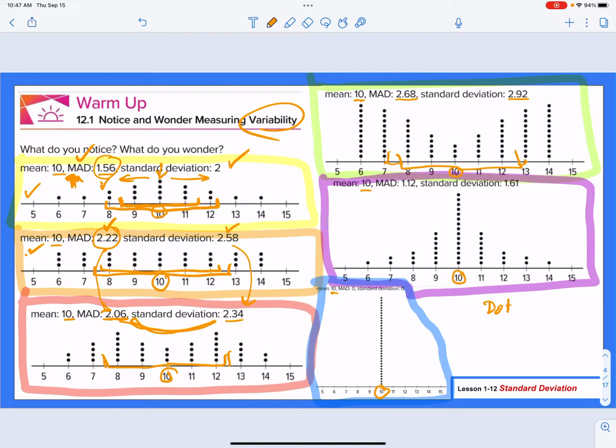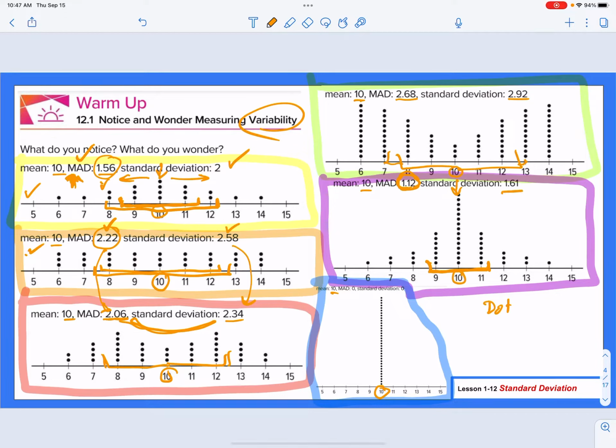On this one, we have a smaller mean absolute deviation, 1.12. So we would expect with a smaller MAD that most of the values are going to be closer to the mean, which indeed, at 1.12, would definitely include most of the values.